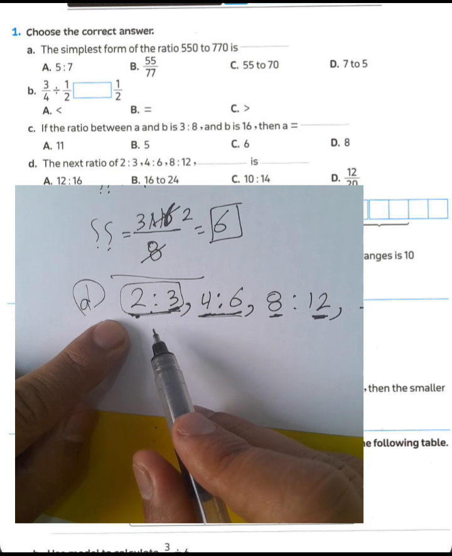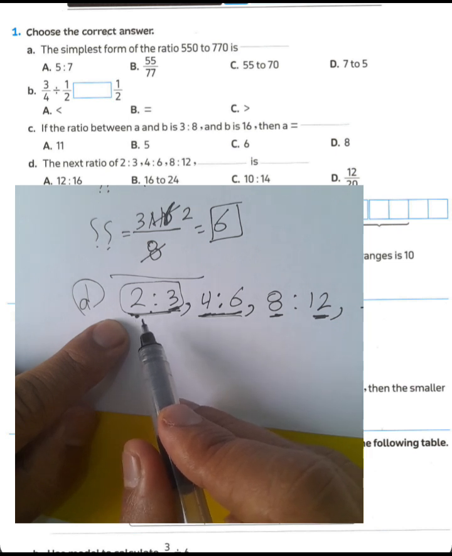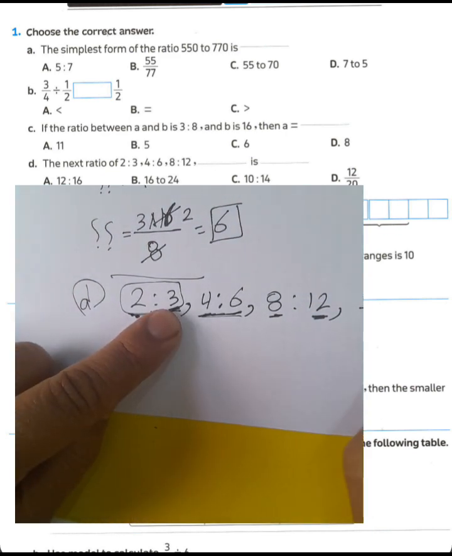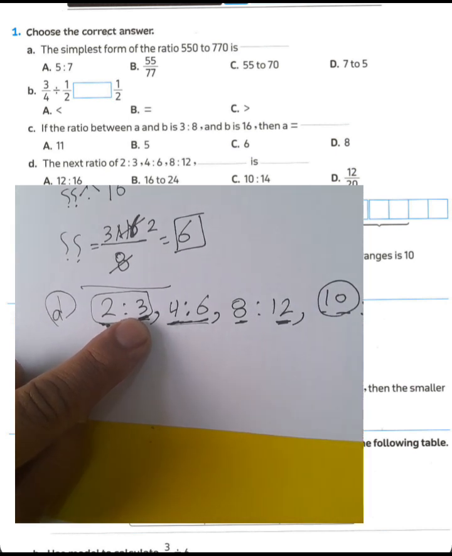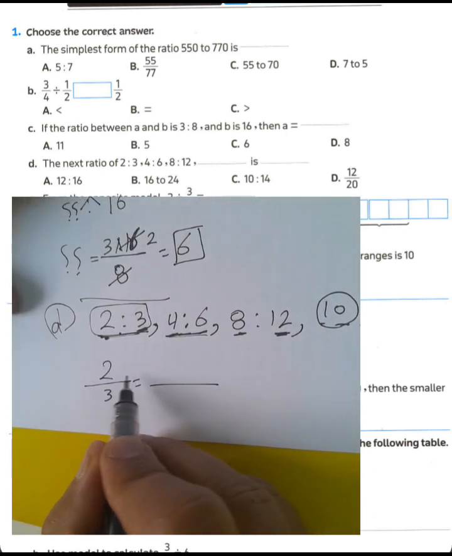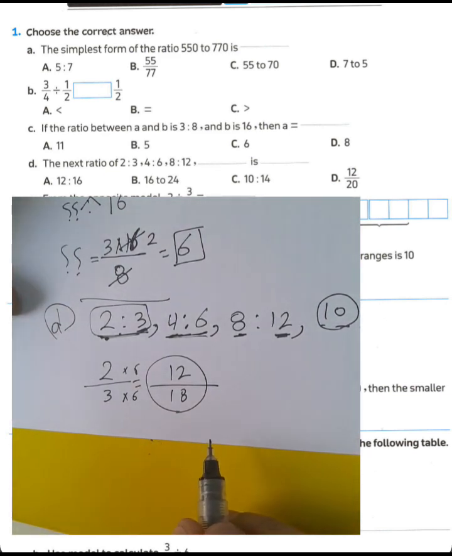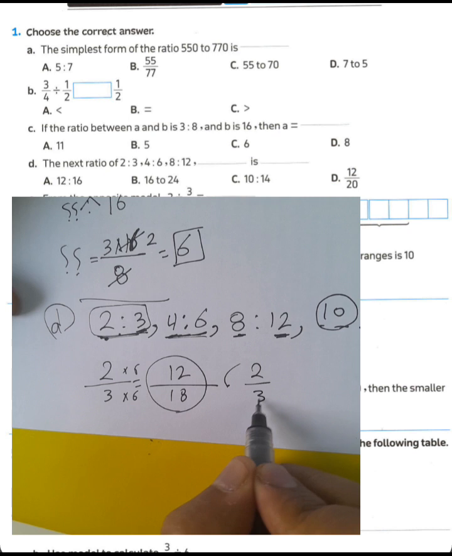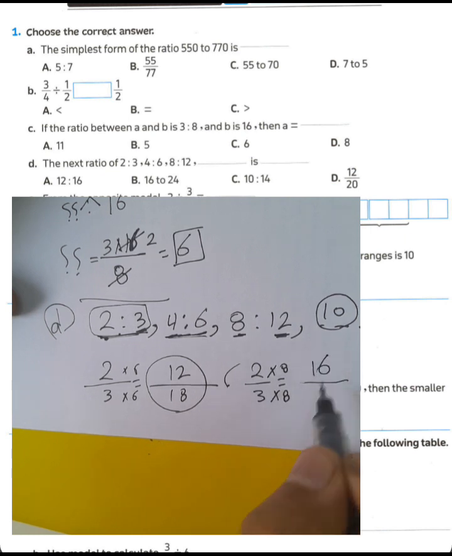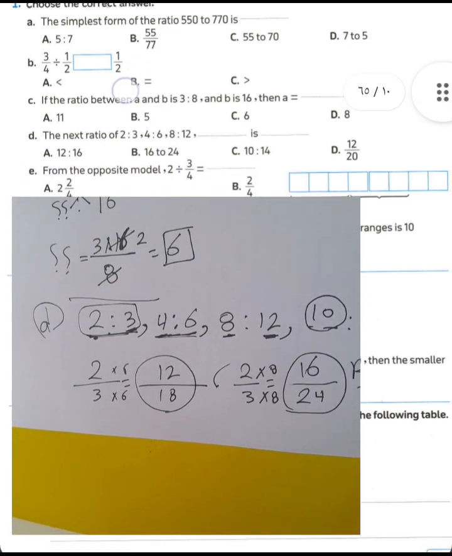You can find the ratio by multiplying. 2 over 3, you can multiply by 5: 2 times 5 is 10, 3 times 5 equals 15. Then the ratio is 10 to 15, but we don't have 10 to 15 in the results. You can multiply 2 over 3 by 6: 2 times 6 equals 12 and 3 times 6 equals 18. No, we don't have 12 over 18. Then multiply by 8: 2 times 8 equals 16, 3 times 8 equals 24. It's letter B. Choose letter B for question D.